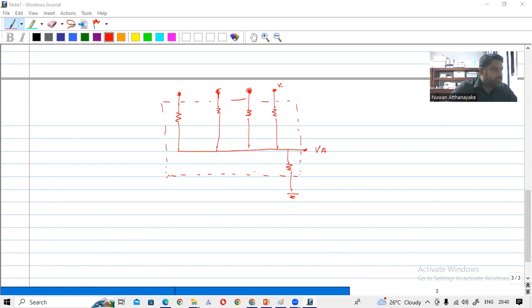So this will be our input voltage, the input pins, and this will be our output pin, so it will give us the analog voltage. I will write this voltage as, let's put here V1, V2, V3, and V4. And here you have the analog voltage. So this V1, V2, V3, V4 will represent digital voltage levels, that means two voltage levels.